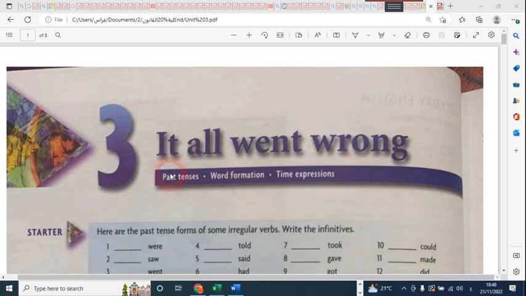Today we have unit number 3 titled It All Went Wrong. When things go wrong, they do not progress the way you want them or intend them to go or progress.